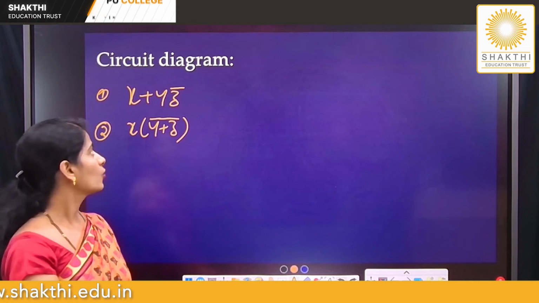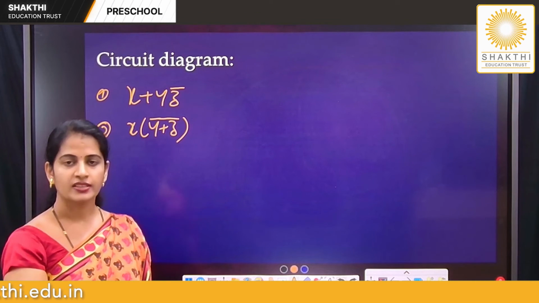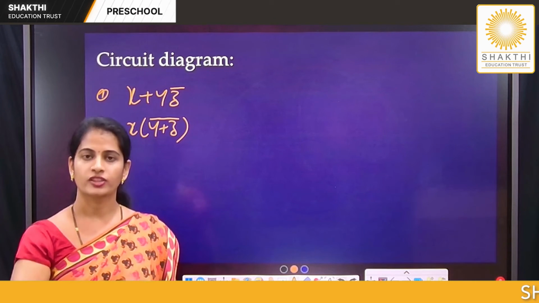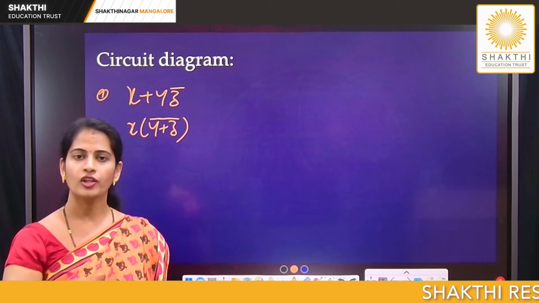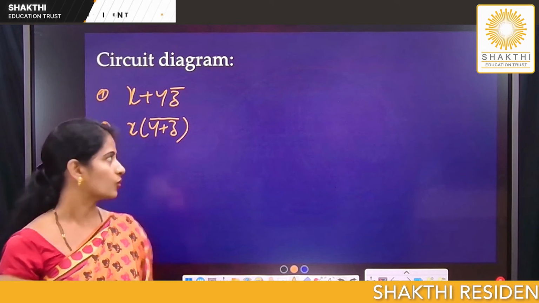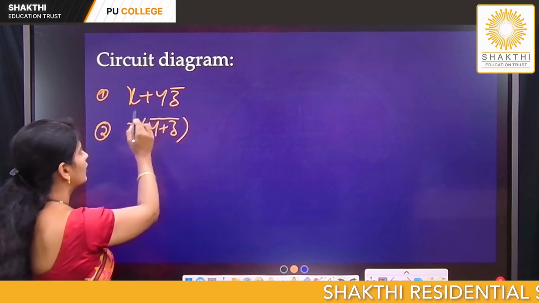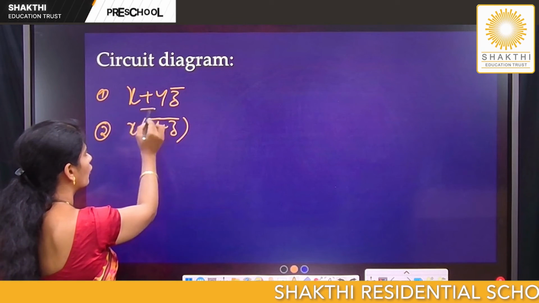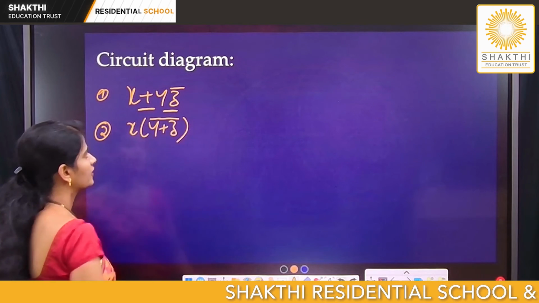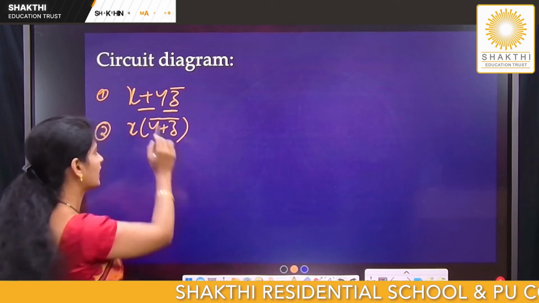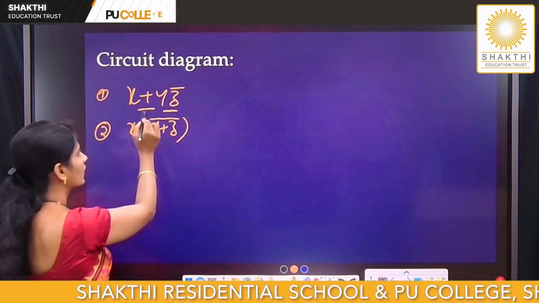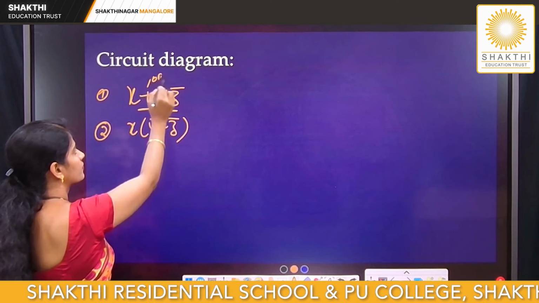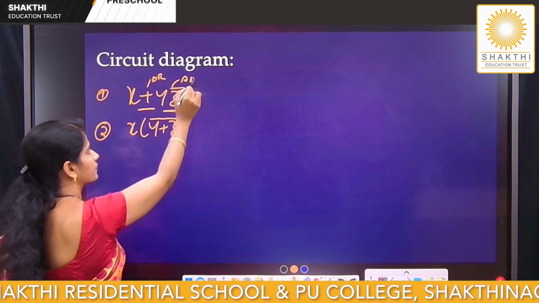The last part: how can you design a circuit diagram? A circuit diagram can be designed just using basic gates or using NAND and NOR gates also. Here in the first example, you can see this is an OR operation, this is an AND operation, and the expression has 3 inputs. How can you design the gate? For this you can use OR and AND.